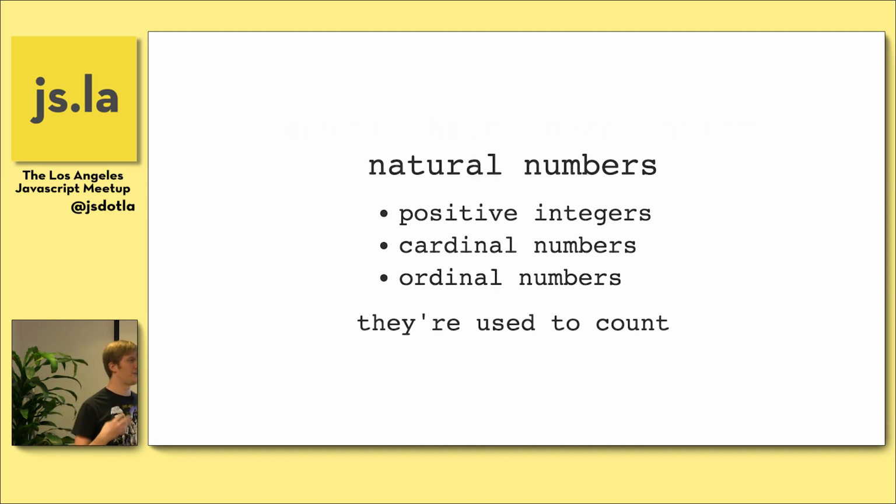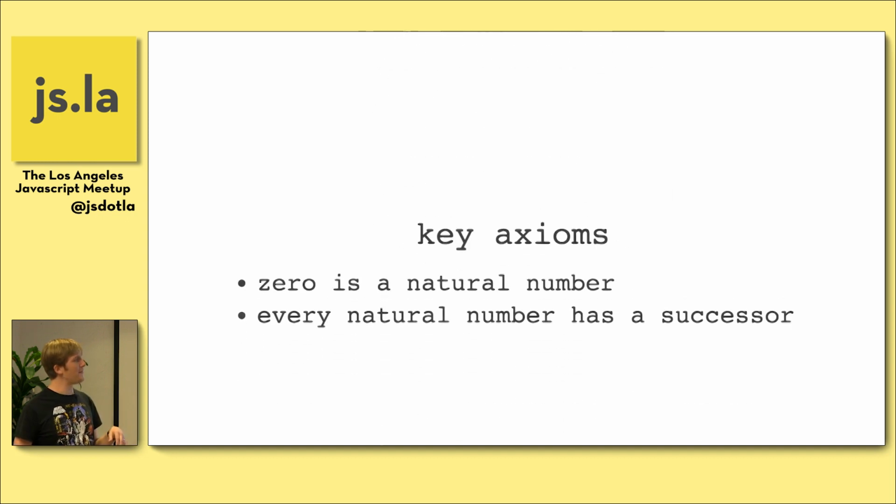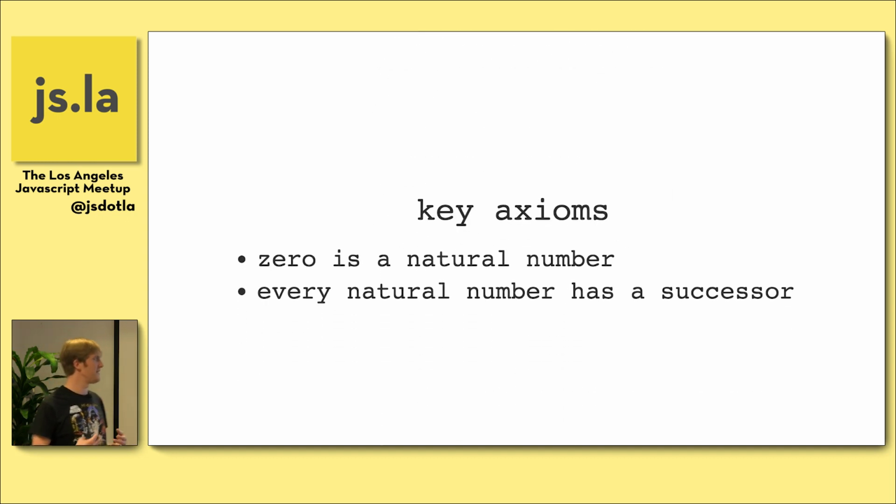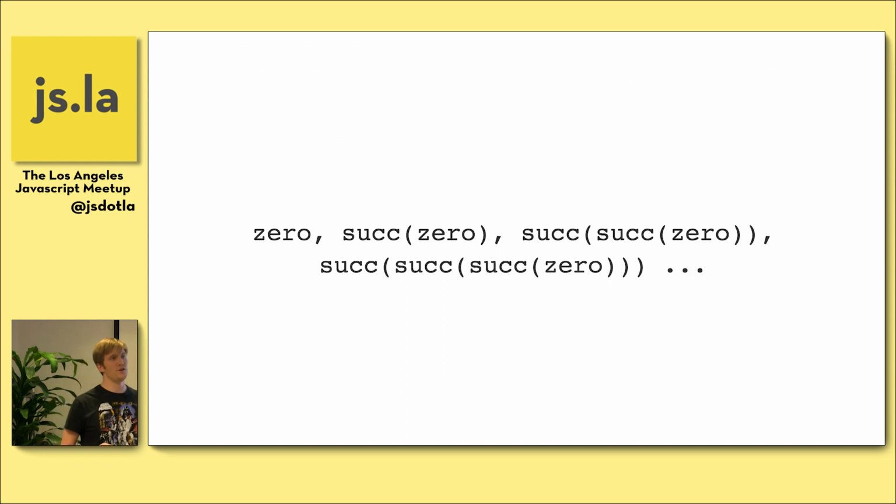Basically, these are a set of rules that define natural numbers, positive integers, cardinal numbers, ordinal numbers, call them what you are. We use them to count. And so I think there are like a dozen key axioms, but they can all basically be boiled down to 0 is a natural number, and every natural number has a number that comes after it. So you can think of numbers not as 1, 2, 3, 4, but as 0, and the one that comes after that, and the one that comes after that, and the one that comes after that.